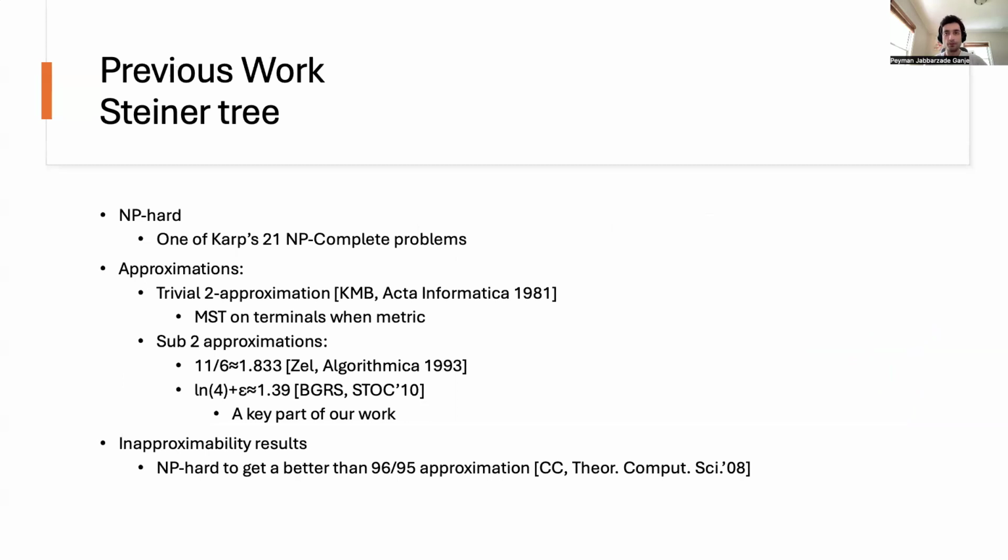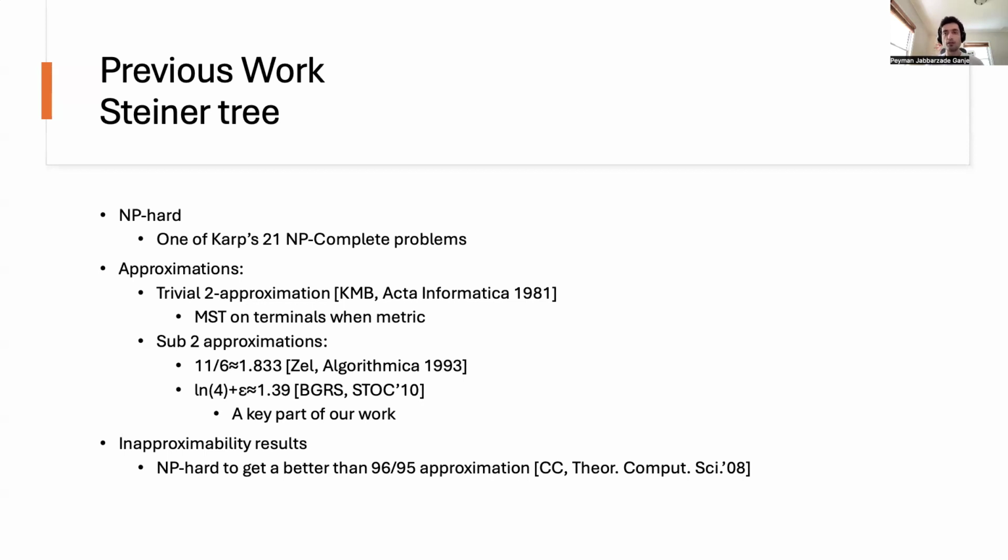Let me talk about the previous work for the Steiner tree problem first. This problem has an obvious approximation algorithm. We only need to find the metric graph between terminals and then find the minimum spanning tree between these terminals. And this will give us a 2-approximate solution. And there are a lot of works that try to improve the approximation and find a better than two approximation algorithm. Let's start with Zelikovsky, which gives an 11/6 approximation factor. And currently the best one has a 1.39 approximation factor.